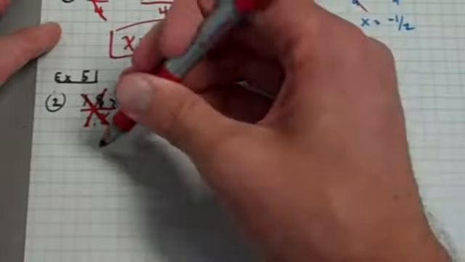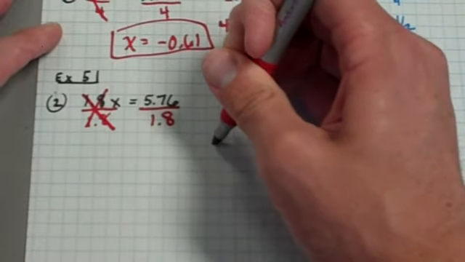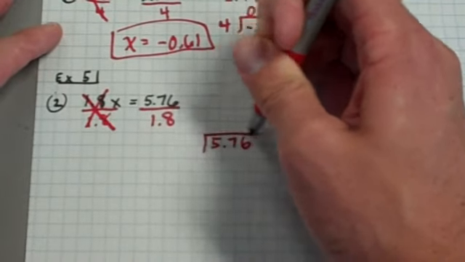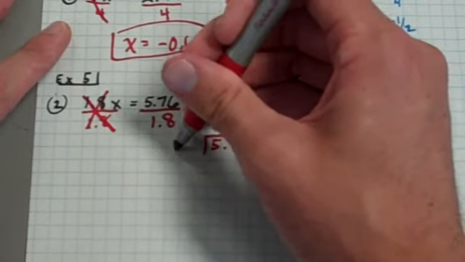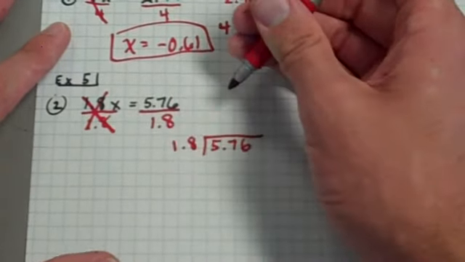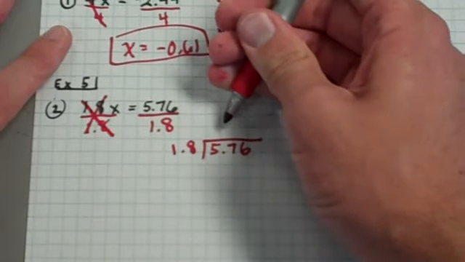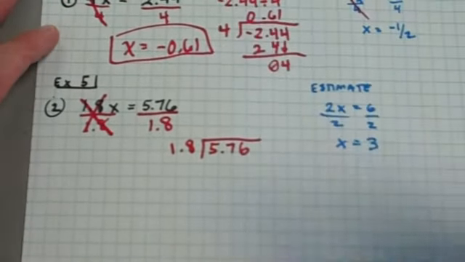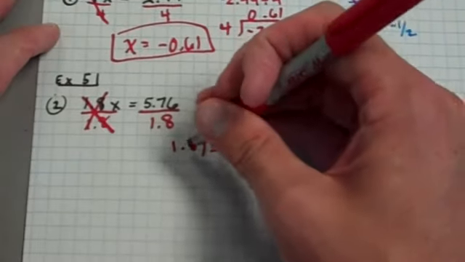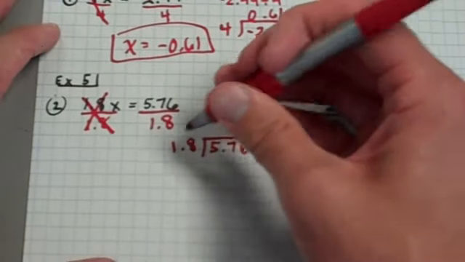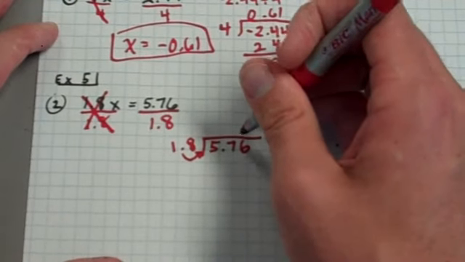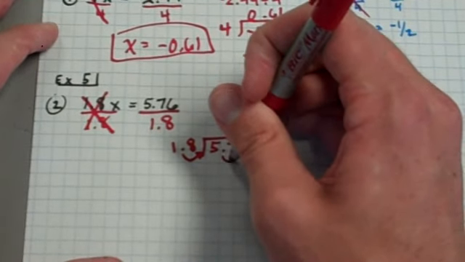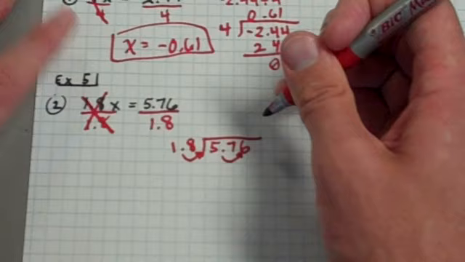Those cancel out. Now we have a 5.76 inside the division box, and a 1.8 on the outside. Now, I don't like dividing by decimals, and neither should you. So there's a trick here. If we have a decimal for the divisor, we move the decimal place one place over to make it a regular whole number. But that means we also have to move it one place over here as well.